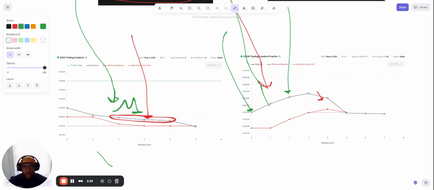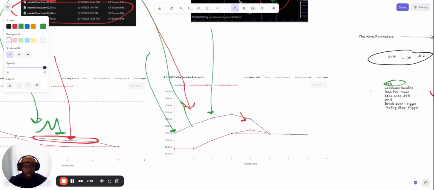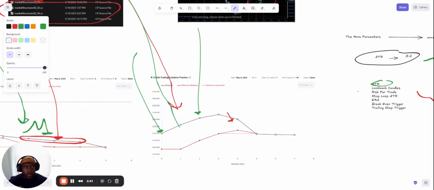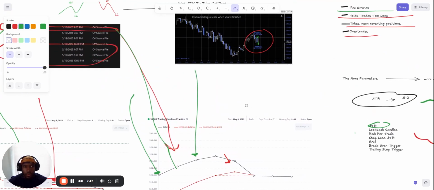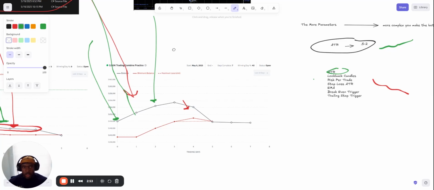So it was just in limbo as I continued to iterate and change and change and change, but it didn't really work. I'll explain more briefly why it didn't work. But when we look into the 150K, which was the practice account, there's more wiggle room.